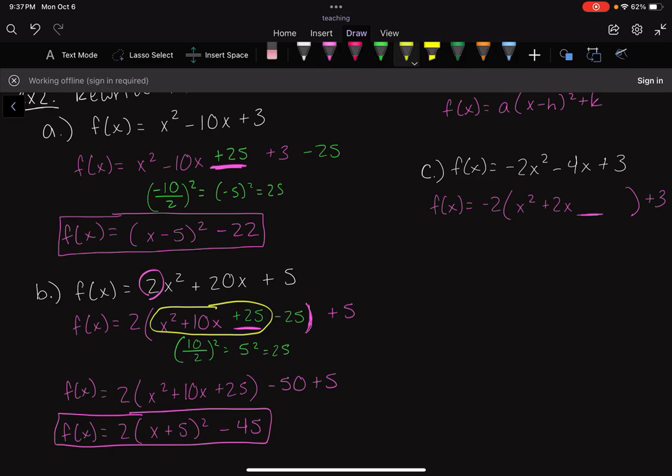Okay, so now I need to figure out what I need to add. So I'll take my b divided by 2 squared, so that's 1 squared, so 1. So I'm going to add 1 and also subtract 1 at the same time.